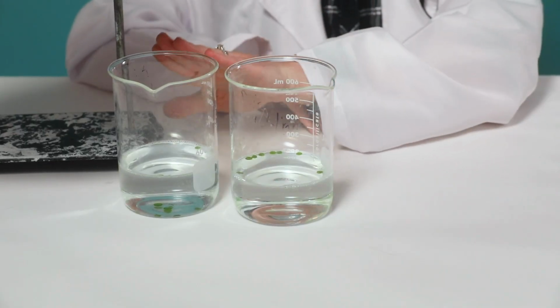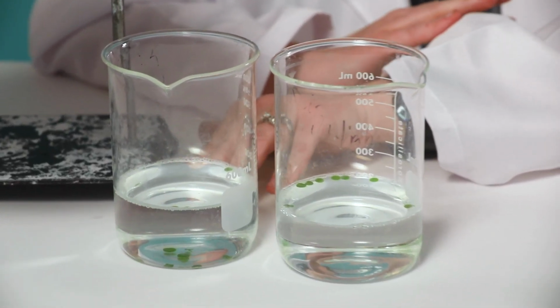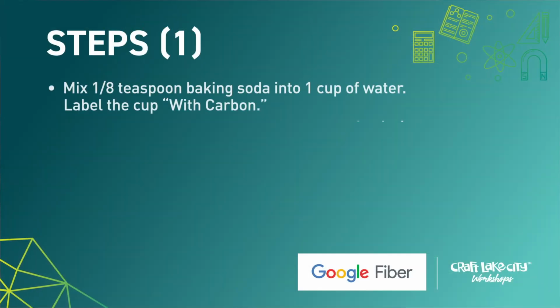We're going to have our experimental group and our control group. Our experimental group is going to have that carbon source in it. In our other glass, this is our control group. We tested if they could do the photosynthesis without carbon.